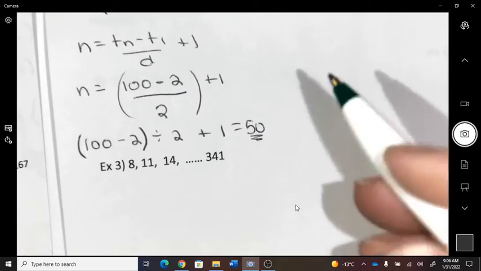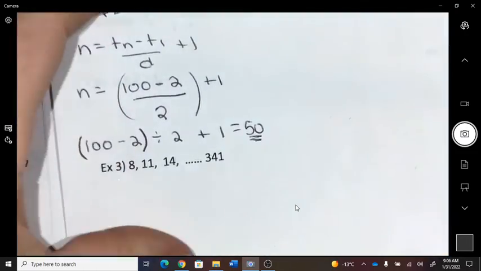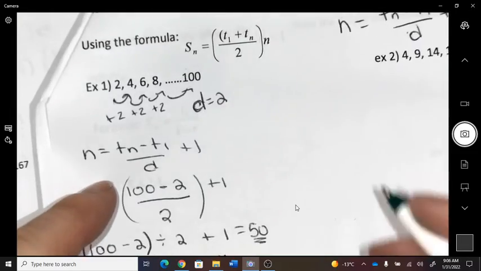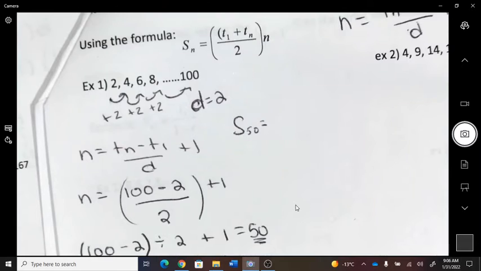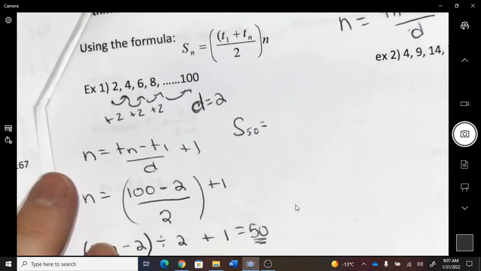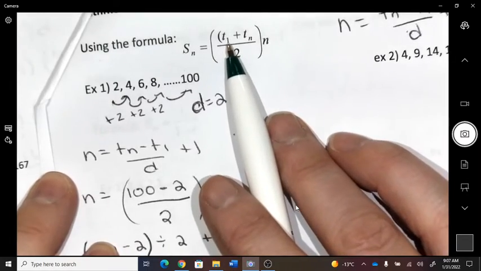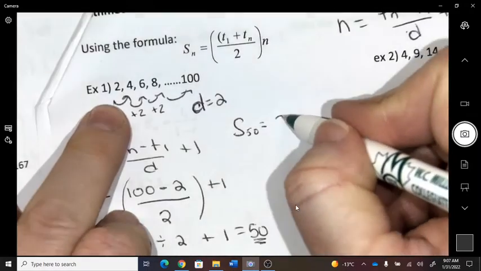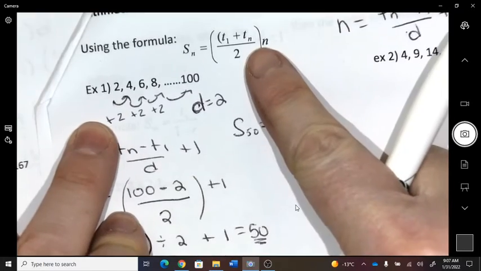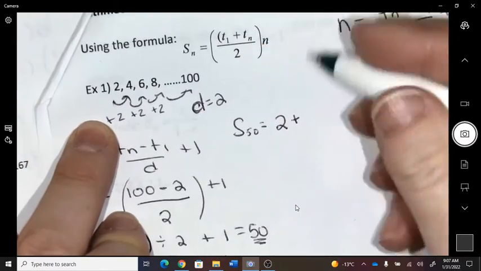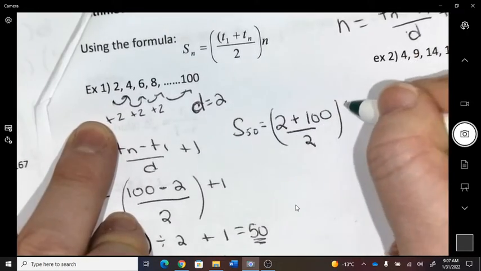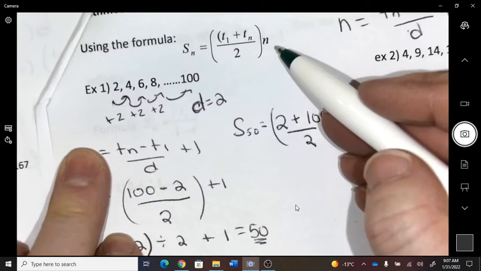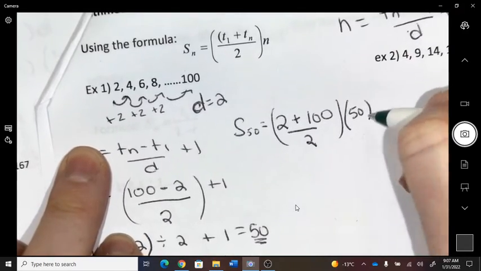Okay, now I'm ready to find the sum. Okay, so the sum of those 50 terms equals the first term, so 2, plus the last term, 100, divided by 2, times n, which is the number of terms, which is 50.